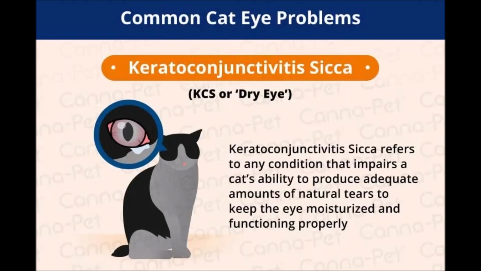Common cat eye problems and their descriptions. 1. Keratoconjunctivitis sicca, dry eye. A condition where a cat cannot produce enough natural tears to keep the eye moisturized and functioning properly.